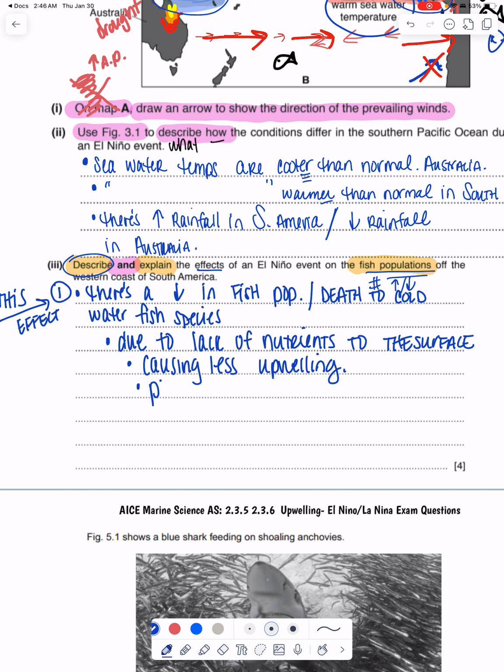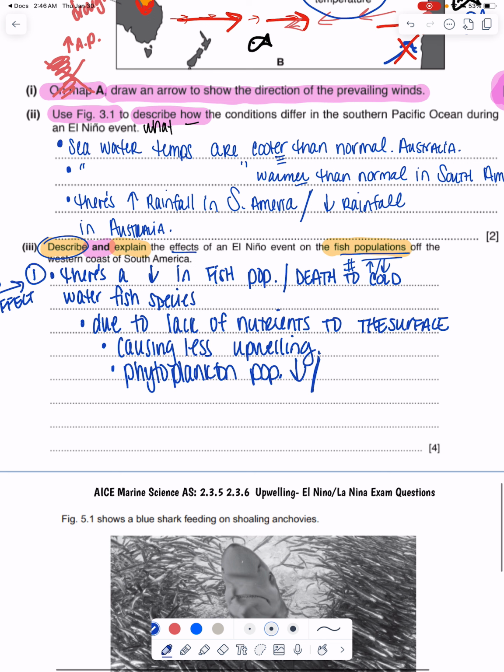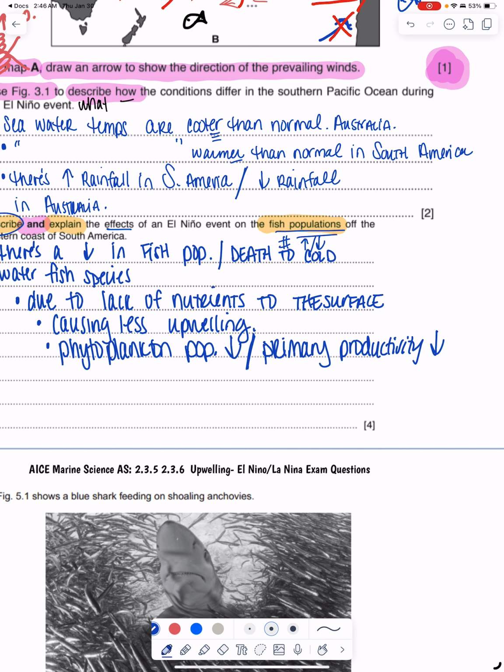All right, the phytoplankton population decreases, or you could say primary productivity will decrease. Productivity is the rate.